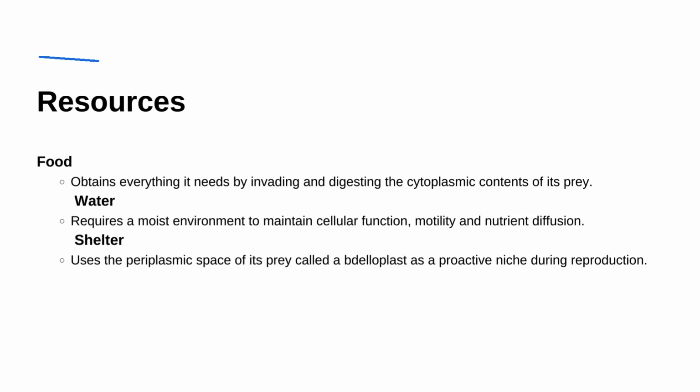Resources that Bdellovibrio uses. For food, it obtains everything it needs by invading and digesting the cytoplasm content of its prey, which it does through an attack and growth phase. For water, it requires a moist environment to maintain cellular function, mobility, and nutrient diffusion. For shelter, it uses the periplasm of its prey, called the bdelloplast, as a predator niche during reproduction.